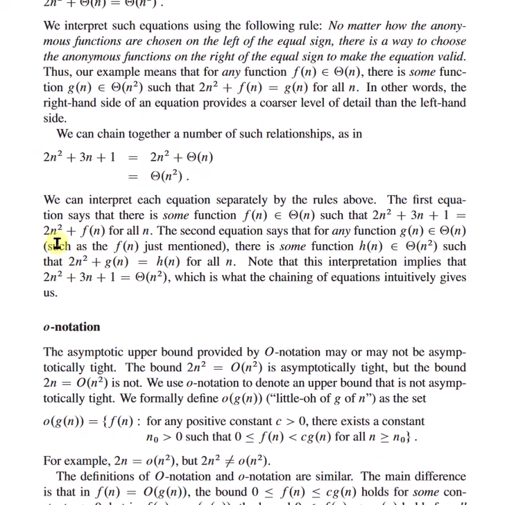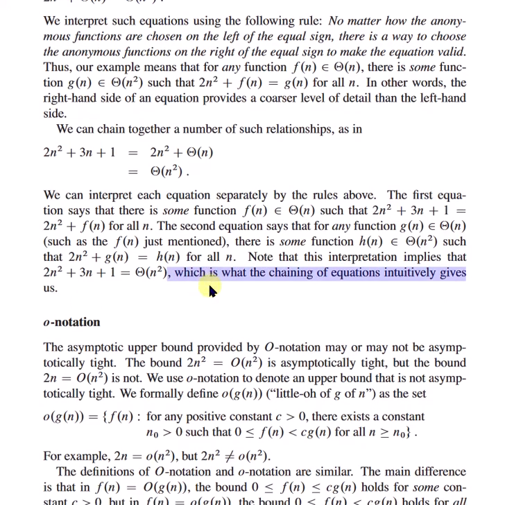The first equation says that there is some function f of n belonging to theta of n such that 2n square plus 3n plus 1 equal to 2n square plus f of n for all n. The second equation says that for any function g of n belonging to theta of n, such as the f of n just mentioned, there is some function h of n belonging to theta of n square such that 2n square plus g of n equal to h of n for all n. Note this interpretation implies that 2n square plus 3n plus 1 equal to theta of n square, which is what the chaining of equations intuitively gives us.